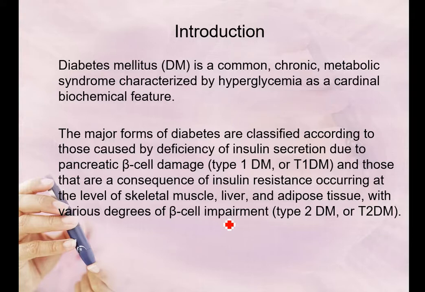Type 1 is due to insulin deficiency, there is insulin hormone deficiency, whereas in type 2, the insulin is present, but the insulin is resistant or not functioning well.